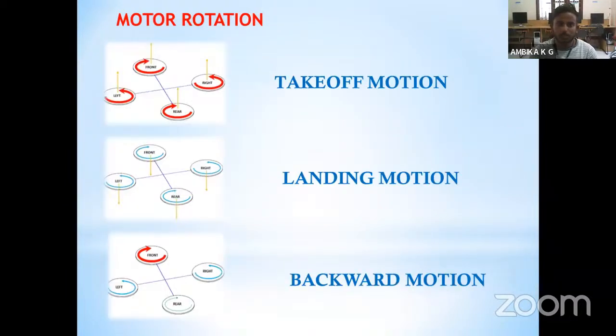So these are the motor rotations, sir. First one is takeoff motion. The front and rear wings are turning clockwise and the left and right wings are turning anti-clockwise to perform the takeoff motion. When it comes to the landing motion, the front and rear are also turning in the same clockwise direction, but at low speed. And left and right are also at low speed in the anti-clockwise direction. When it comes to the backward motion, the front propeller is turning at speed and the remaining wings are at low speed, sir. Which is okay.